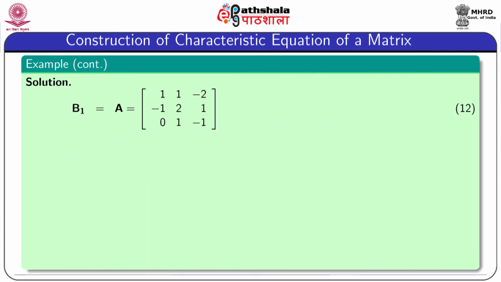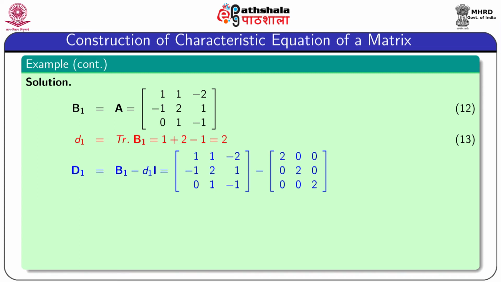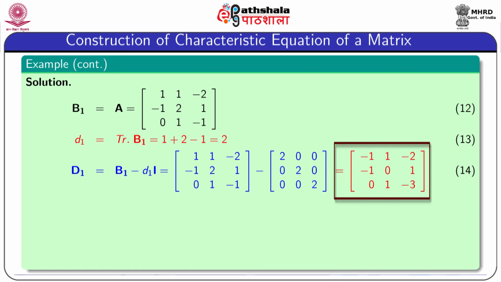So, for this matrix, B1 equals A1, which is the given matrix from equation 12. D1 equals the trace of the matrix B1, which is the sum of the diagonal elements, and it is 2. Then D1 equals B1 minus D1 times I. After simplification, the matrix D1 is: first row minus 1, 1, minus 2; second row minus 1, 0, 1; third row 0, 1, minus 3. This is the D1 matrix.